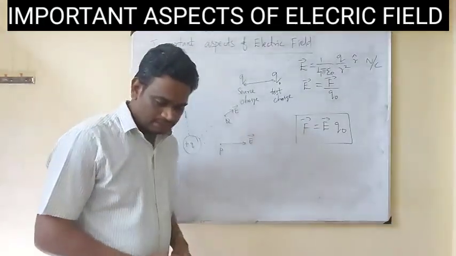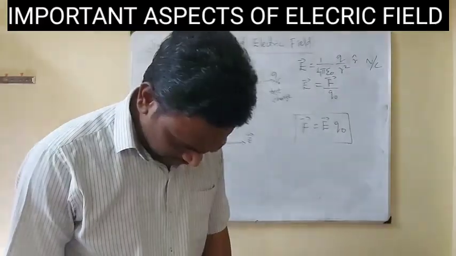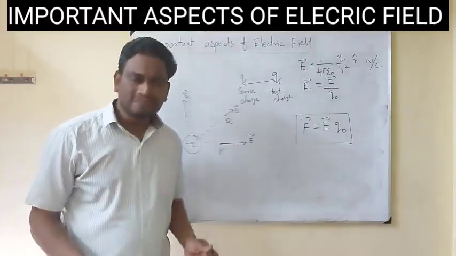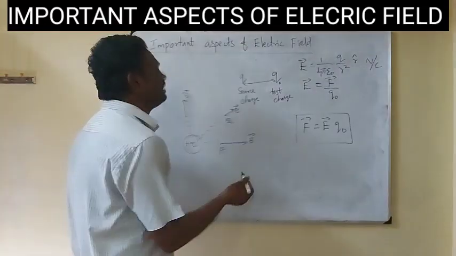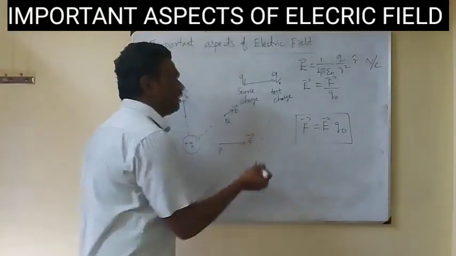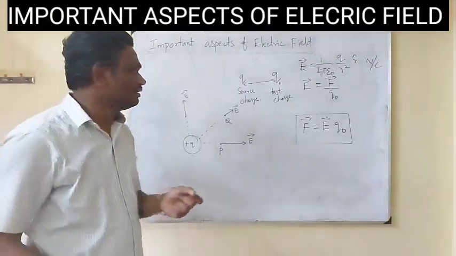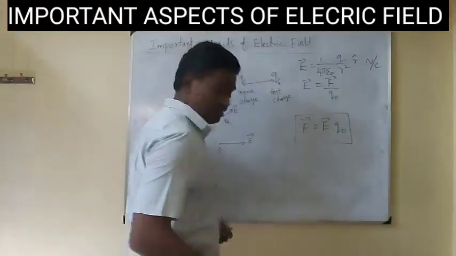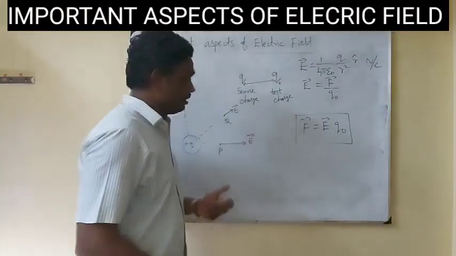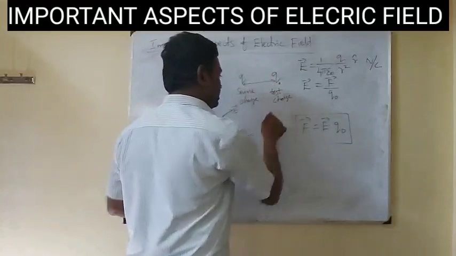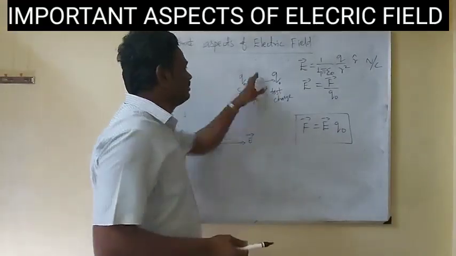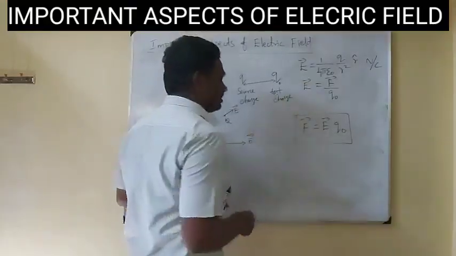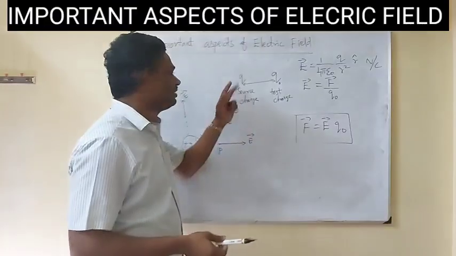Next, the fifth one: it is assumed that the test charge is very small compared to the source charge. Here I have assumed the test charge is very small. Why should I assume like that? Because the test charge should not alter the electric field of the source charge, so I assume the test charge is very small compared to the source charge.